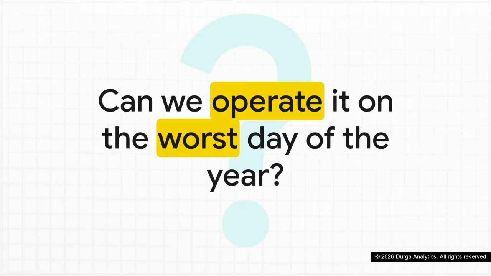Which leaves us with the ultimate test question before any desk acquires an asset. Can we operate it on the worst day of the year? If the answer is no for sure, do not buy the lease. Understanding who gets to make these acquisition decisions in the first place and how a firm controls that authority brings us directly to Chapter 4 on governance and decision rights. I'll see you in the next chapter.